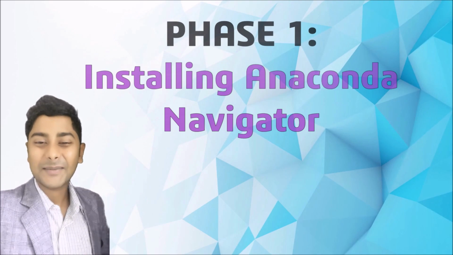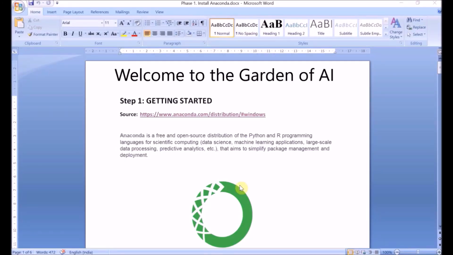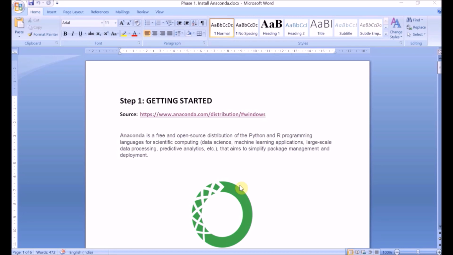Hello everyone and welcome to phase 1 of the Garden of AI project that I am going to work on. In phase 1 we are going to get started with Anaconda installation. Anaconda is a free and open source distribution of Python and R programming languages for scientific computing, that is data science, machine learning applications, large scale data processing, predictive analysis, etc. that aims to simplify package management and deployment.